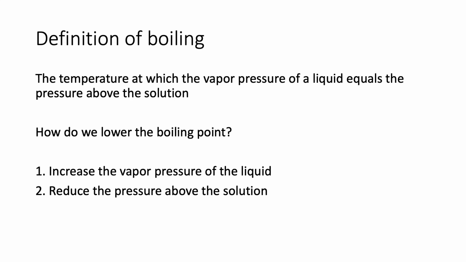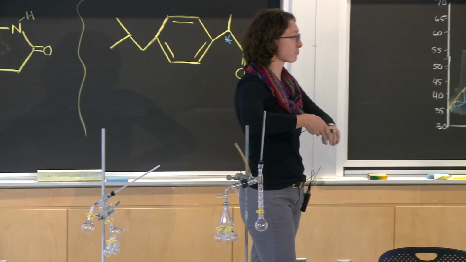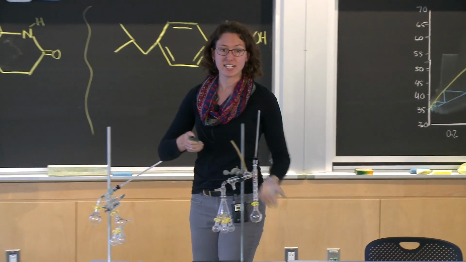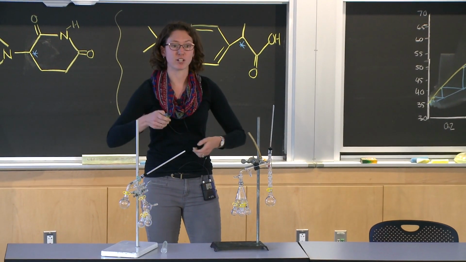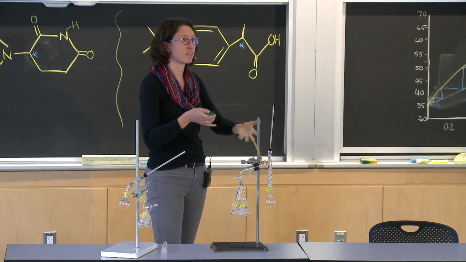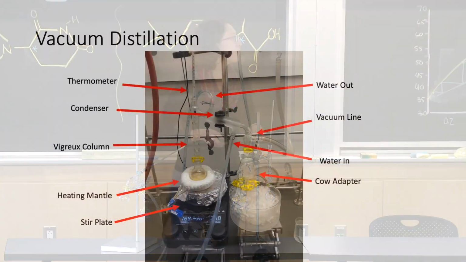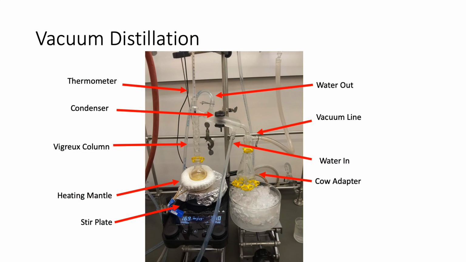So if we reduce the pressure above the solution, then we don't have to heat it as much in order for those pressures to be equal. So that is what we're going to do in class. We're going to use both of these. We're going to have to heat it, and we're going to reduce the pressure in order to make the boiling point a reasonable temperature for us to get to in the lab. And the way that we're going to be doing this is with a vacuum distillation.